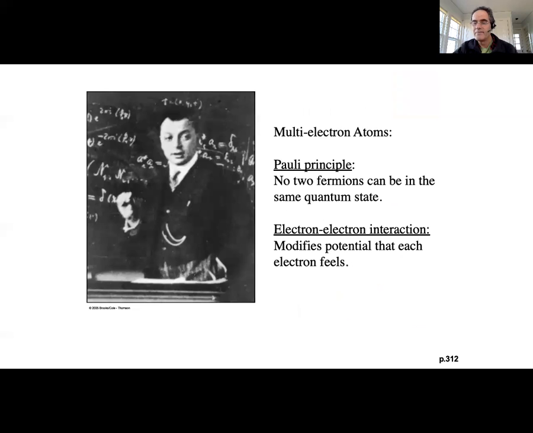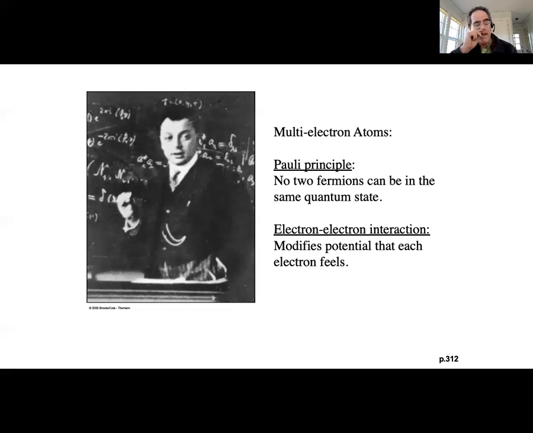Let's go on. So now, remembering how the hydrogen atom works from our last view graph, we can go on to talk about multi-electron atoms. Multi-electron atoms are different in several important ways. First, when we have more than one electron in the system, the electrons have to obey the Pauli principle. The Pauli principle says that no two fermions can be in the same quantum state at the same time, okay?